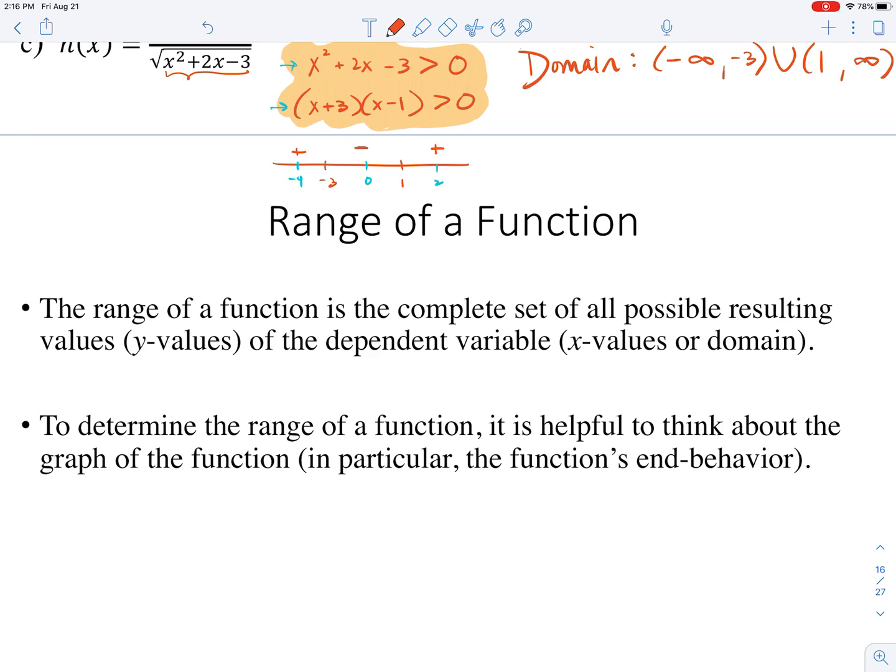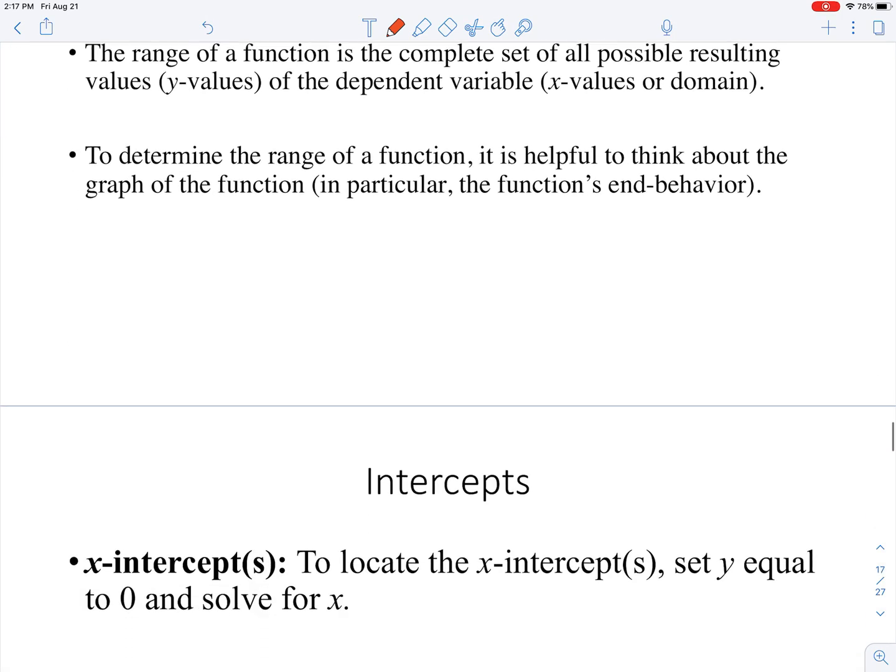Okay, range of a function. So the range of a function is the complete set of all possible resulting values, y values of the dependent variable, or the x values of the domain. To determine the range of a function, it's helpful, we're not really using algebra, it's helpful to think about the graph of the function, and in particular, the function's end behavior. And you're going to come up with some ways in calculus that will help you with determining the range of a function.